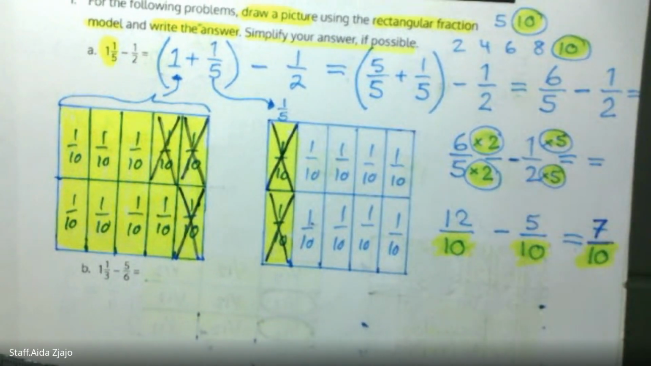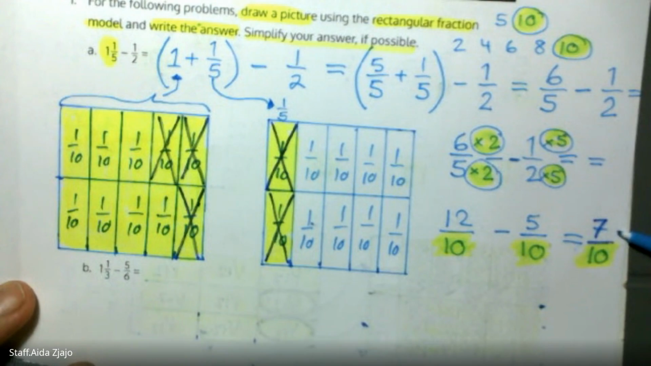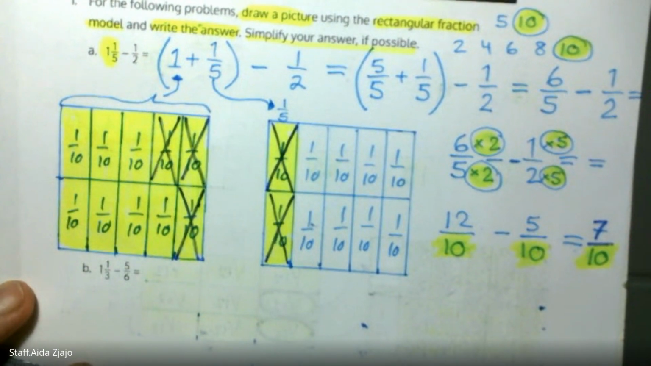Okay? Can we simplify 7 tenths? 7 is a prime number and there is nothing to divide it by, only 1. So if I divide 7 by 1 and 10 by 1, I'm still going to get the same number. So I cannot simplify 7 tenths.